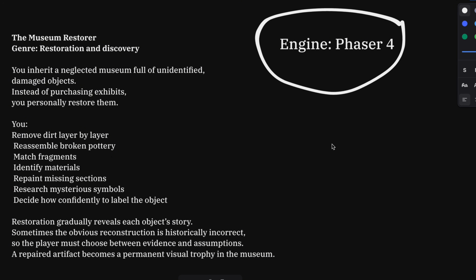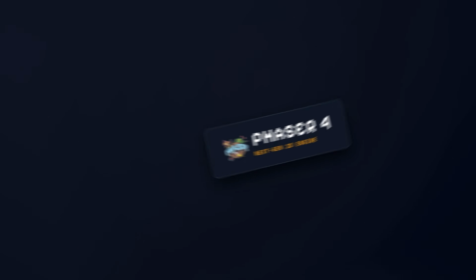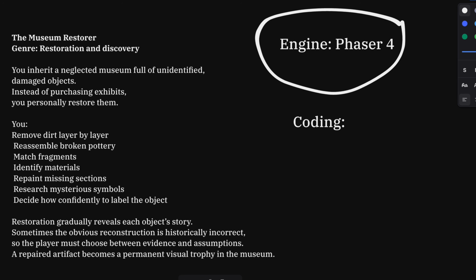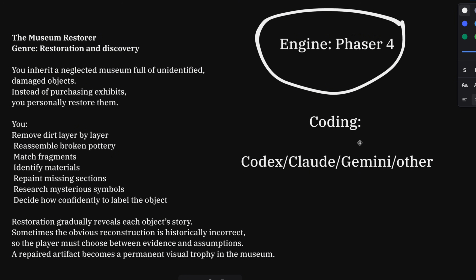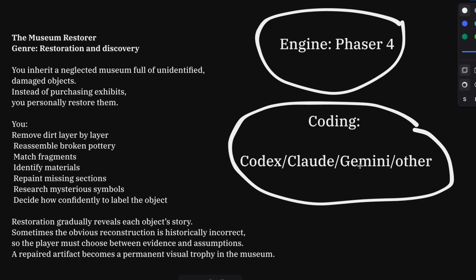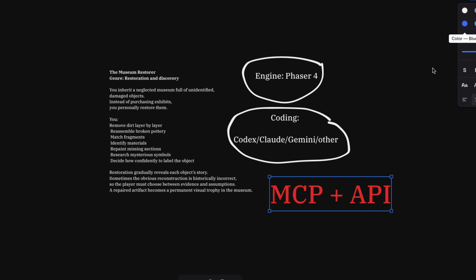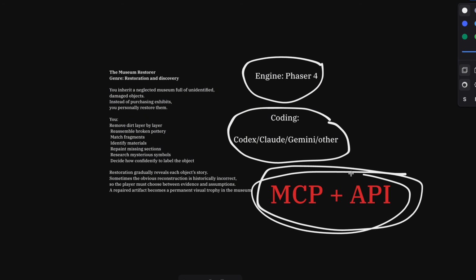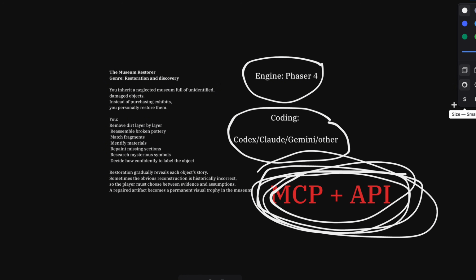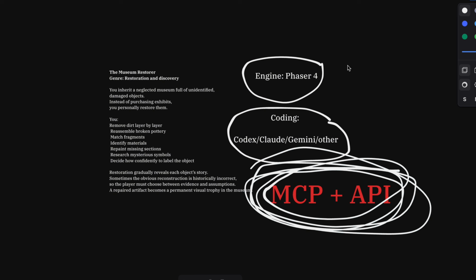For the game engine, or well, framework, I'll be using Phaser 4, but you can use any game engine of your preference. For coding, I'll be using OpenAI's Codex, but you can use any coding agent like Claude, Gemini, Grok, Kimi, etc. And when it comes to PixelLab, we're using the MCP and the API, not just the MCP. Why? Because the API provides everything that the MCP doesn't, all the endpoints that might be missing in the MCP, etc. Okay, so let's head to the PixelLab website.